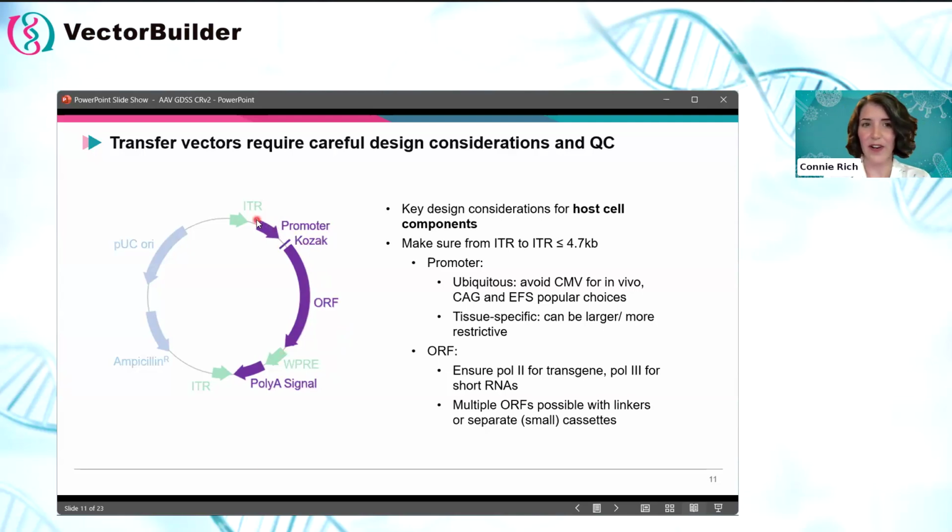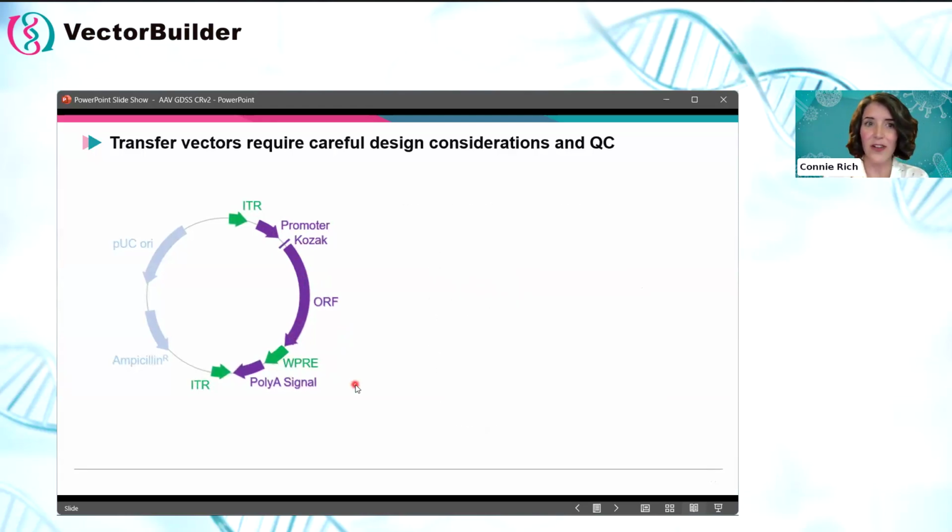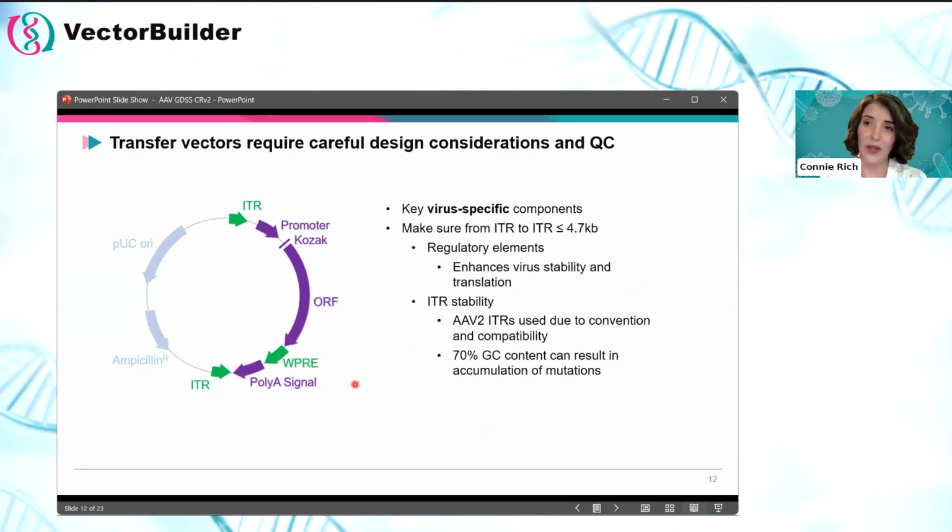So once we have our promoter, our ORF, or even potentially multiple ORFs, we can't really stop there because there are other components on this transfer plasmid that need to be carefully designed and carefully monitored as well. So in addition to those host cell components, we do have these virus-specific components as well. And of course, we again need to be sure that everything is kept between those ITRs less than 4.7 kb. But within this, these green virus-specific components can be regulatory elements like WPRE.